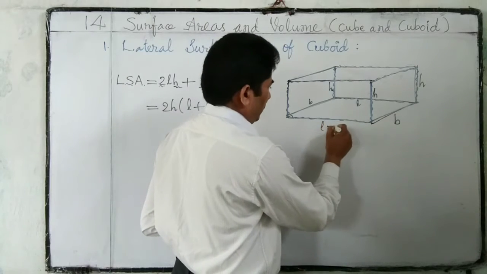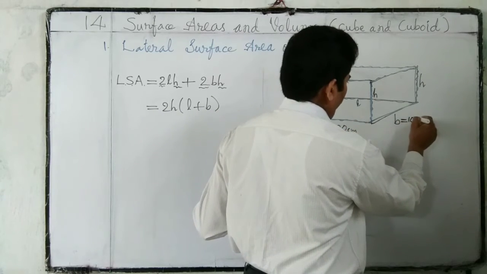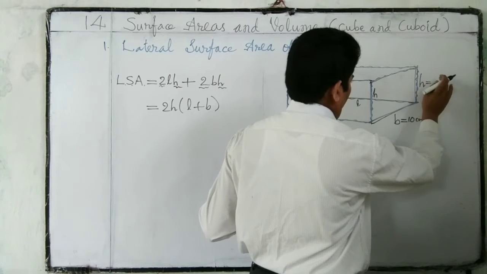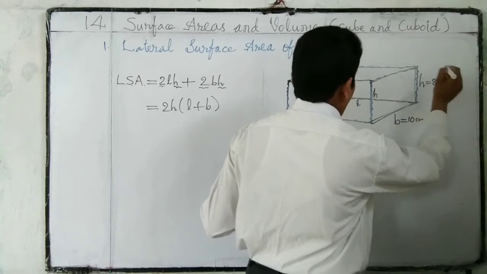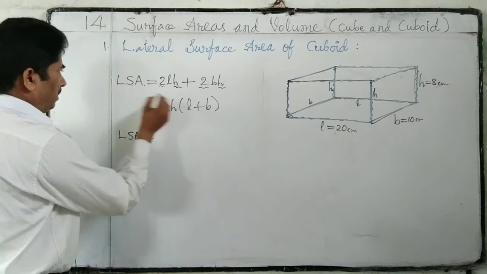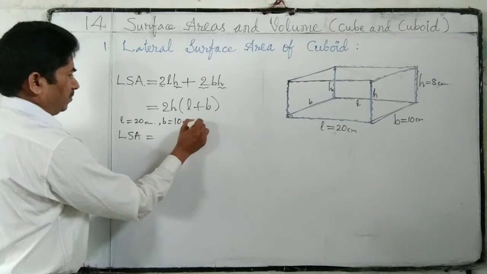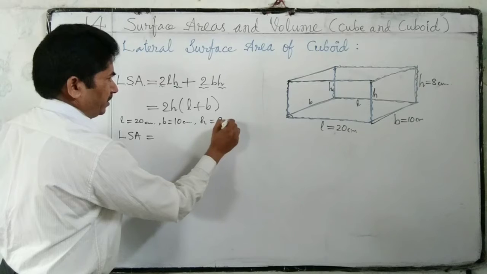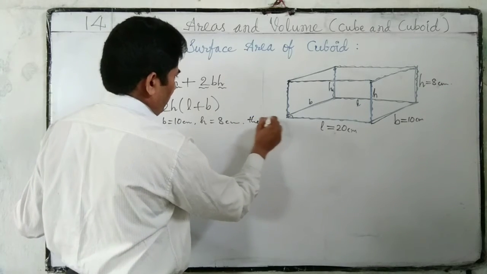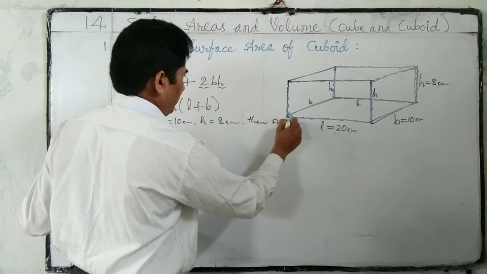If given length is 20 centimeters, breadth 10 centimeters, height 8 centimeters, then find the lateral surface area of this cuboid, LSA.